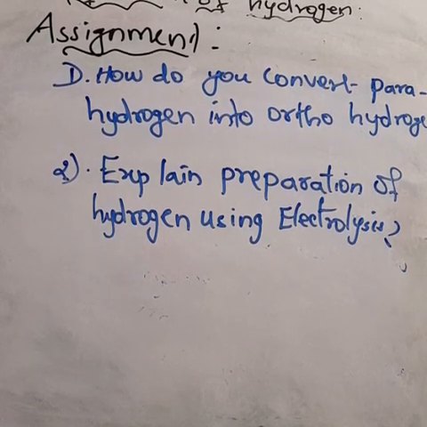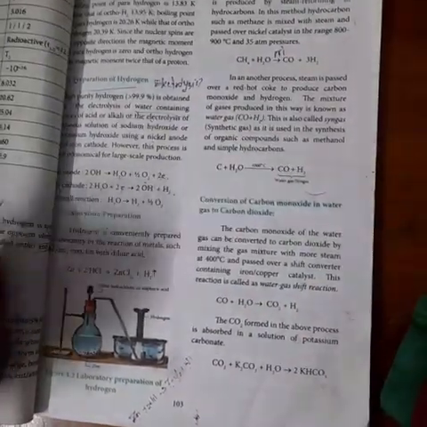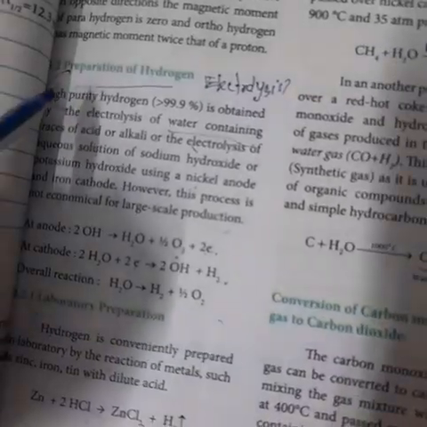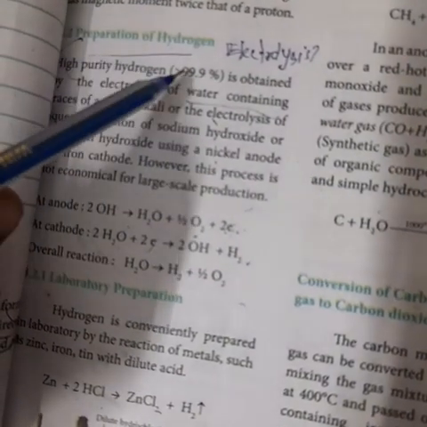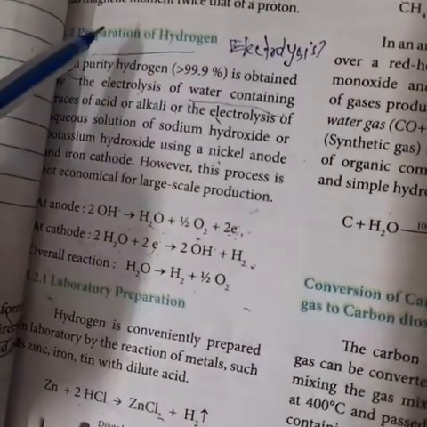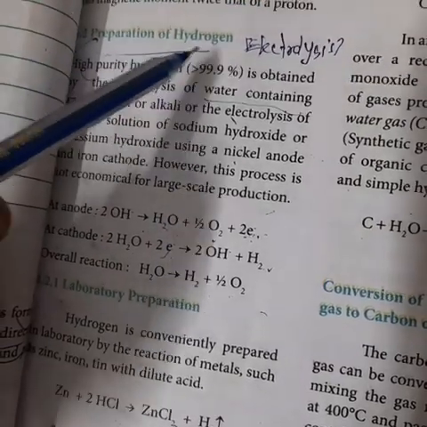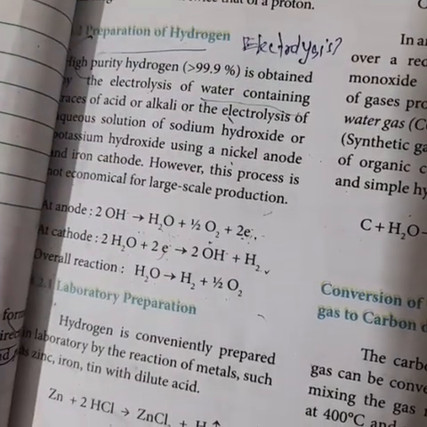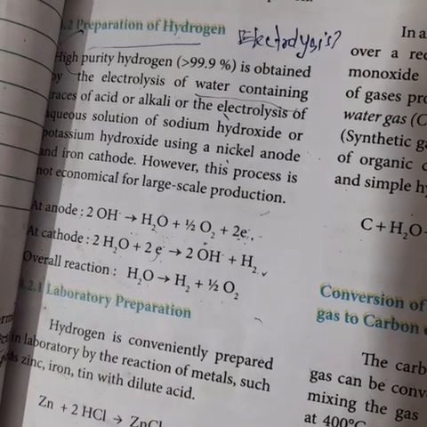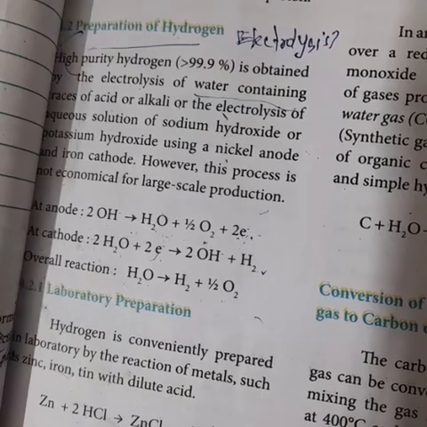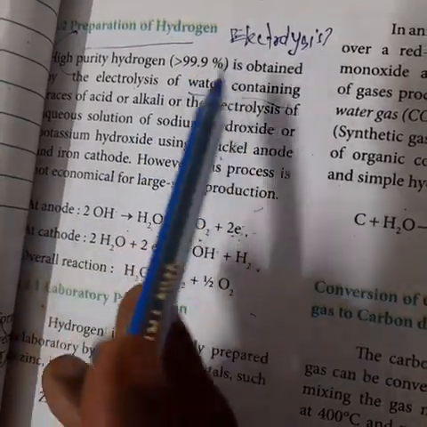If you have your book, take your book now. Students, take page number 103 in your book. How will you prepare hydrogen using electrolysis? Explain the preparation of hydrogen using electrolysis. Under the heading of the preparation of hydrogen, write the heading: electrolysis.